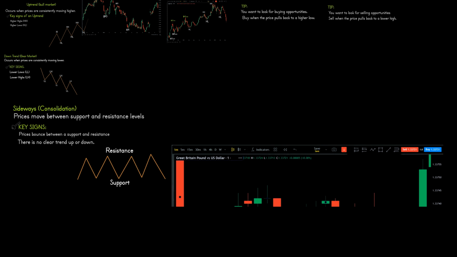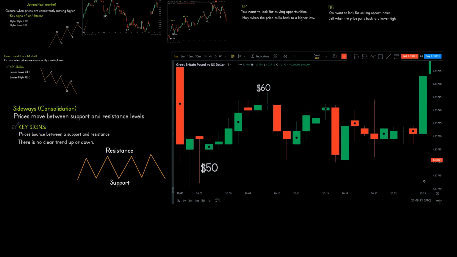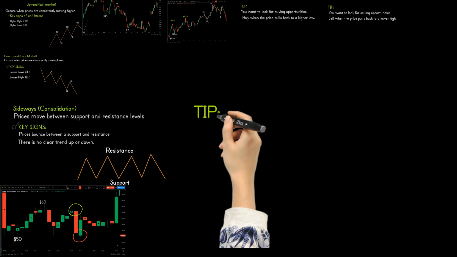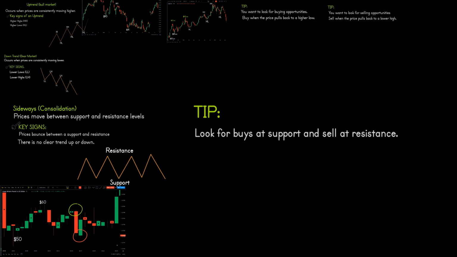Example of a range. Let's say a stock moves between $50 and $60 for several weeks. Each time it gets near $60, it falls back down, and each time it gets near $50, it bounces back up. Tip for trading a range. In a range, you can look for opportunities to buy at support and sell at resistance.